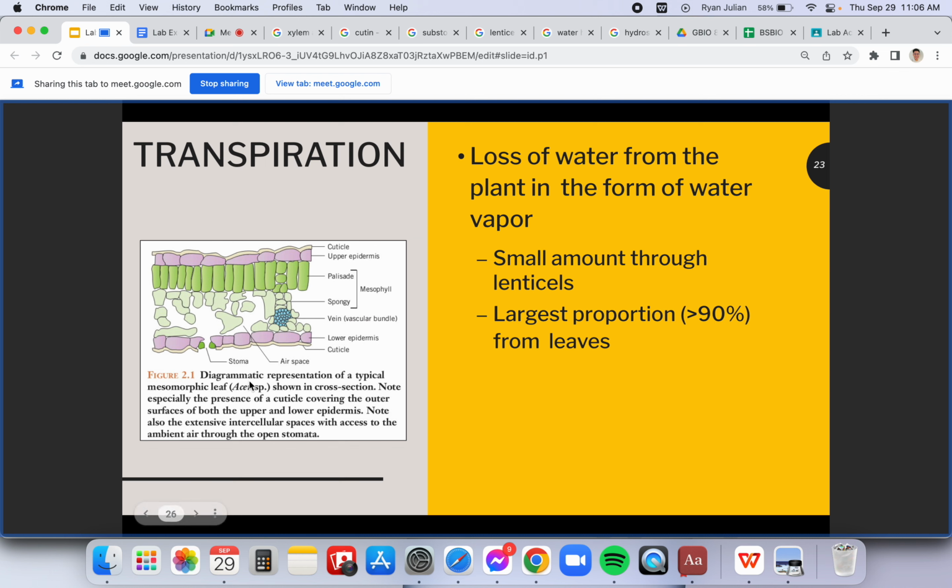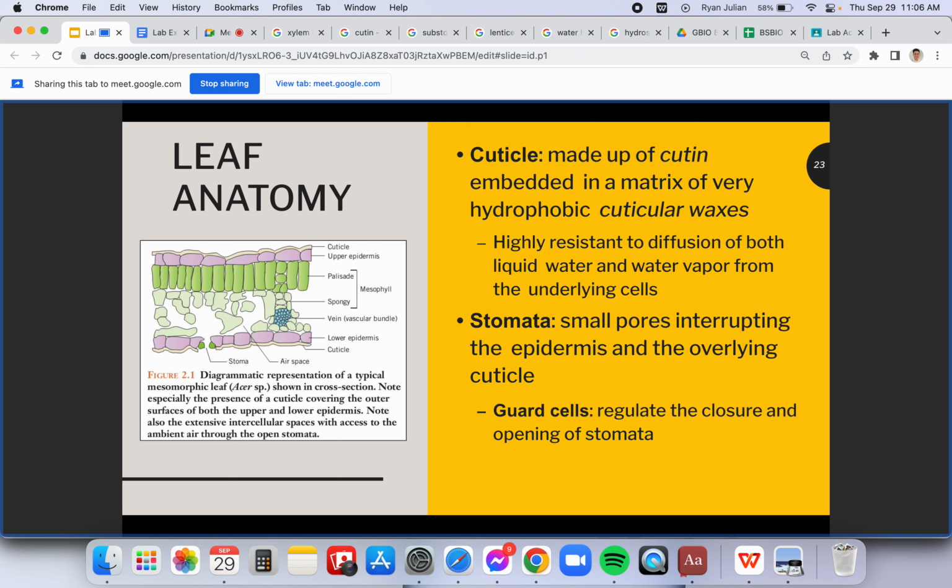In this figure, you will see the diagrammatic representation of a typical mesomorphic leaf of the species Acer, shown in cross section. Now, having said that, let's discuss the leaf anatomy. Cuticle is made up of cutin. When we say cutin, it is the water repellent substance or structure that is present in the cuticle. So, it resists water, it is water repellent. So, it does not dissolve with the water, and it is embedded in a matrix of very hydrophobic cuticular waxes.